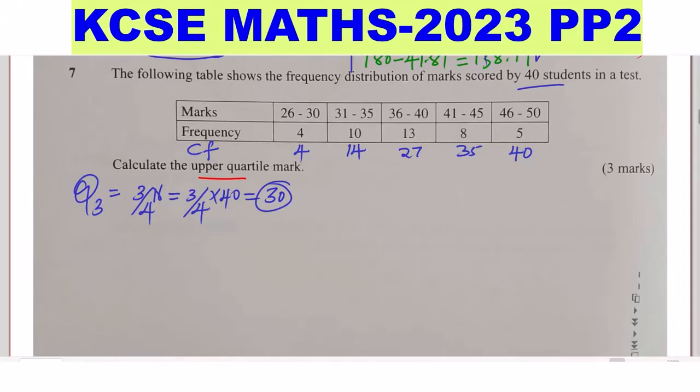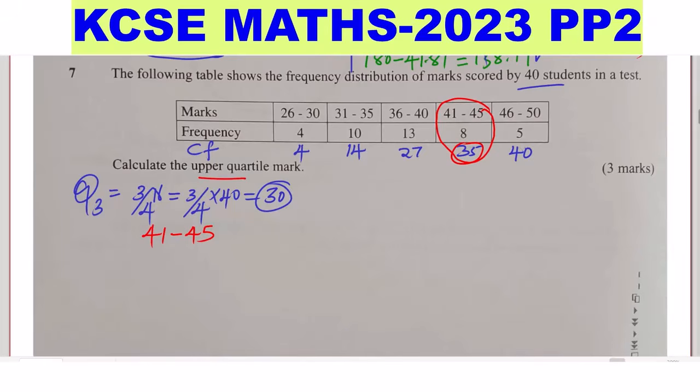So where is 30? We want to identify the class where the upper quartile mark will be found. So 30 is located here. It will be in this class, that is why we have 35. So that class will be the class from 41 to 45. That is where we shall get the upper quartile mark.